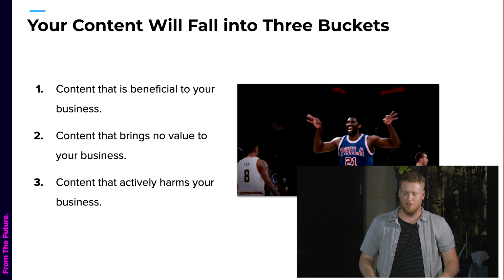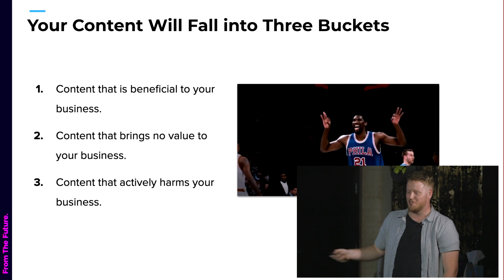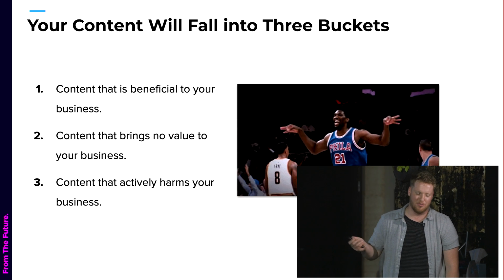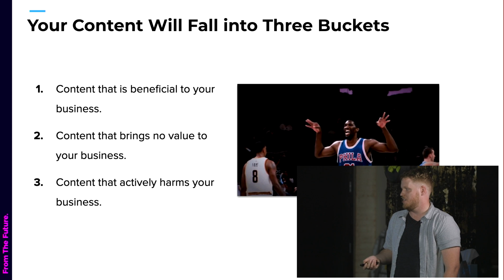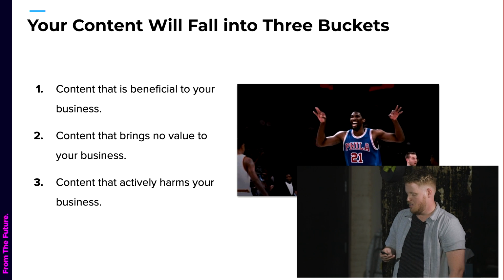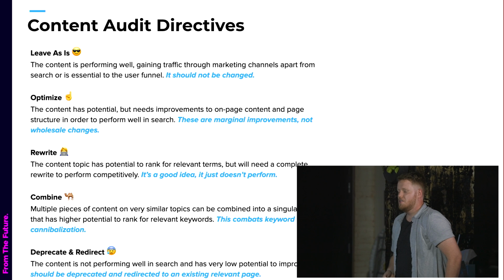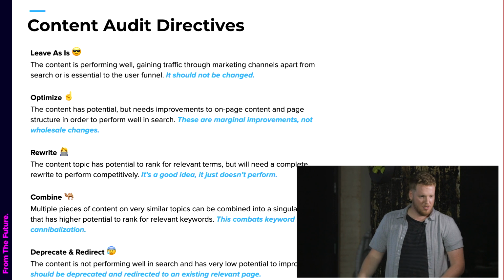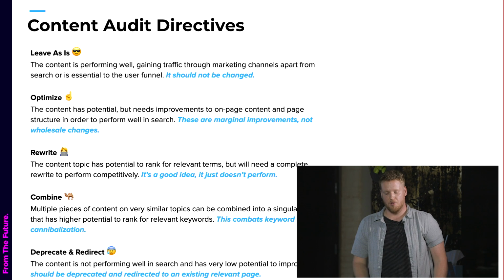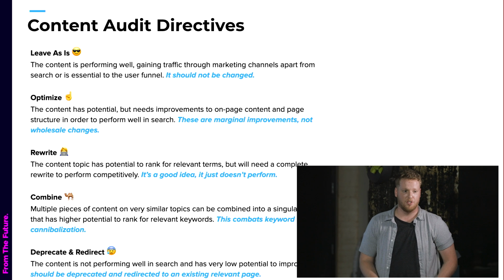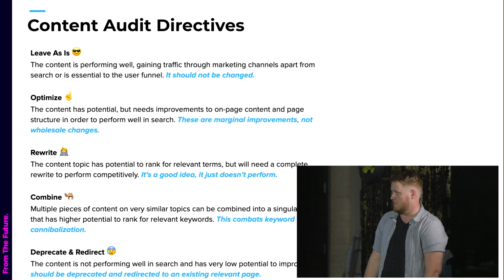And I made this really, really basic. Content that is beneficial to your business, content that does absolutely nothing for your business, and content that actively harms your business. And that feeds into 5 directives. These are basically the actionable decisions that we make with the content. If you're looking at a URL, you have to decide what to do with it. We placed it into these 5 buckets.